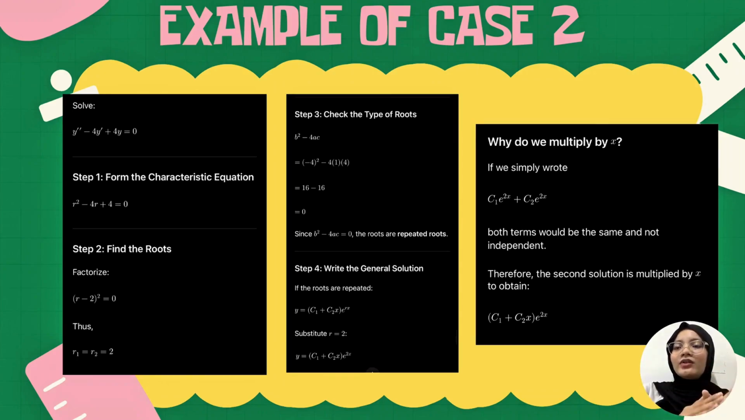Next, you need to check the type of root. Using the same discriminant, which is b squared minus 4ac, you substitute the value again and then you will get that the roots are repeated roots.